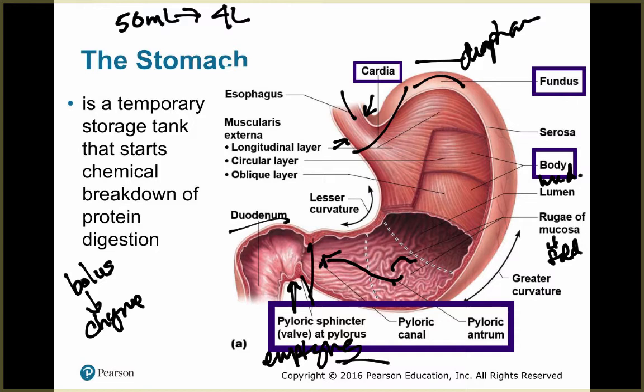Now the layers are similar here, and you can see that in the stomach you have the circular layer, the oblique, and the longitudinal layer of all these different smooth muscles in here, right?